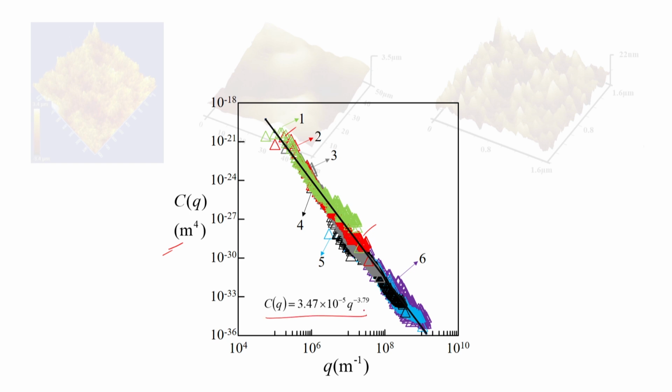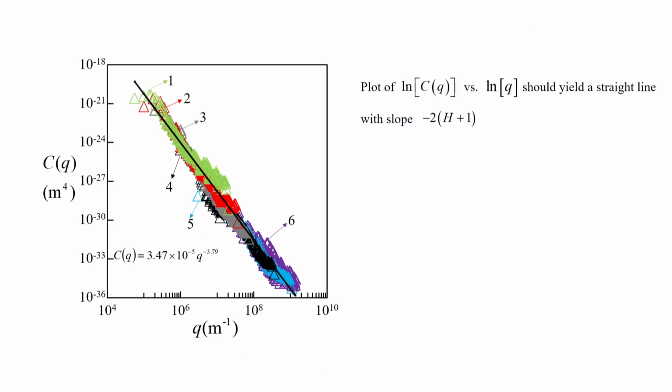You can obtain the relation between this power spectral density and the wave vector by this kind of relation, where q to the power minus 3.79 appears, that is, the exponent is minus 3.79. From there you can calculate what h will be, and then you can calculate the fractal dimension, that is, d is equal to 3 minus h. That is the way we can characterize this surface.